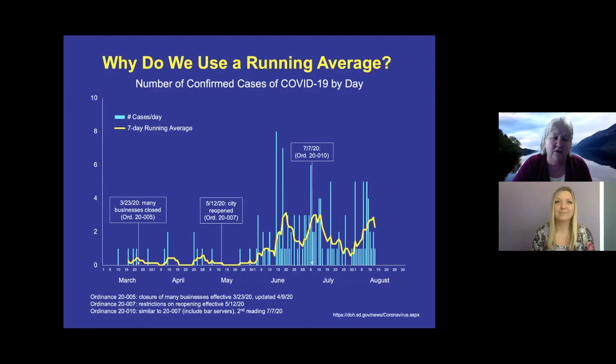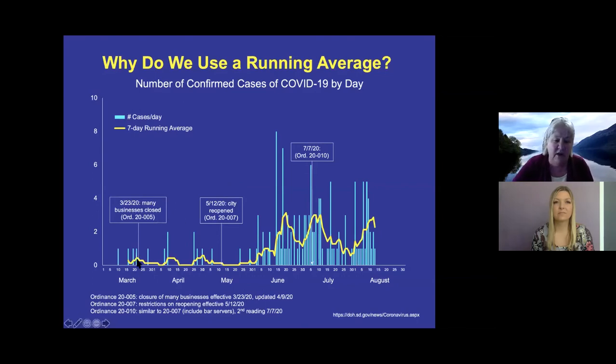This slide's actually from yesterday. It is a slide of the number of confirmed cases of COVID by day. And each of these blue bars tells you how many cases there were. So on this day, back say about June 14th, there were 8 cases reported in Brookings. You can see it's bouncing pretty much all over. We have a lot of days where there might be 1, a couple days where there's higher numbers. And it's hard to get a feel for what's happening with that data.